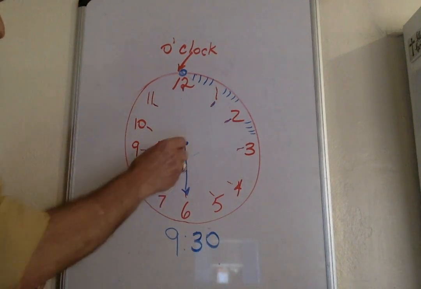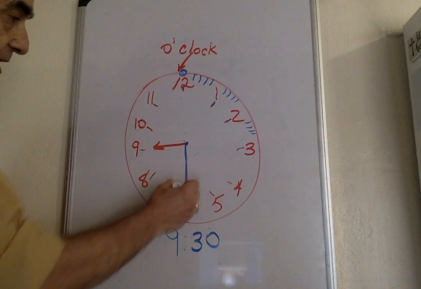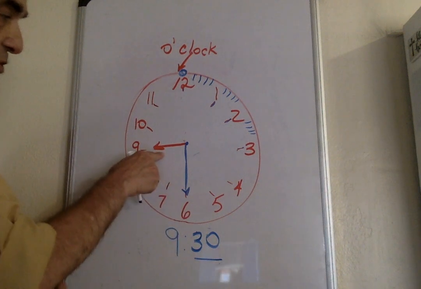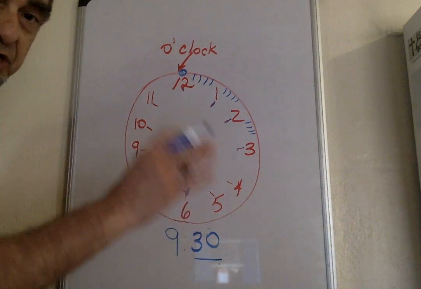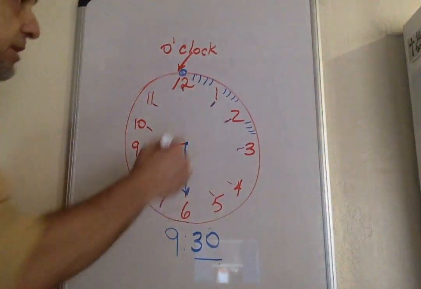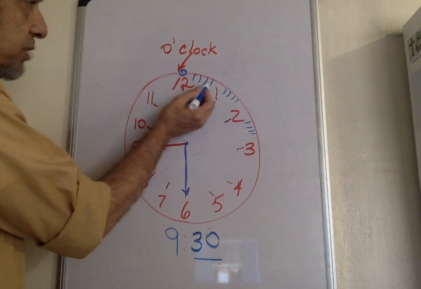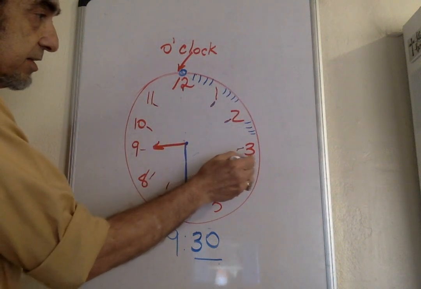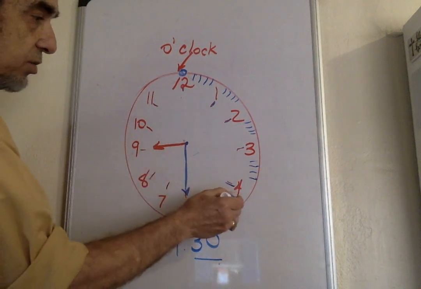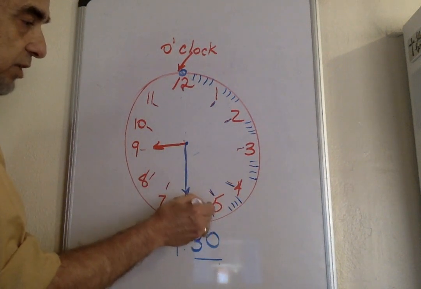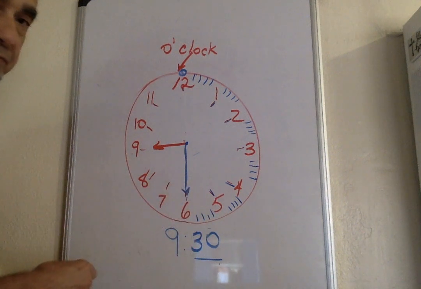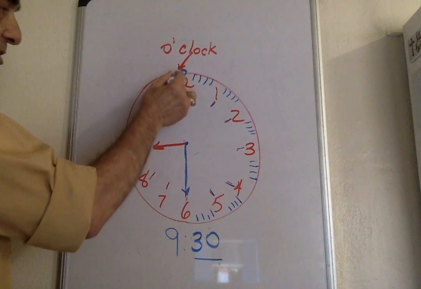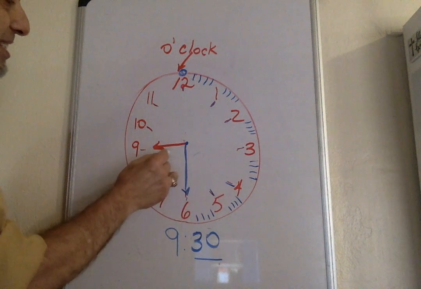Any time that the big hand is here, this is going to be 30. Makes no difference where the small hand's at. If the big hand's on 6, it's always going to be something 30. Because again, let's count. 1, 2, 3, 4, 5, 6, 7, 8, 9, 10, 11, 12, 13, 14, 15, 16, 17, 18, 19, 20, 21, 22, 23, 24, 25, 26, 27, 28, 29, 30. Okay? And if we were to go all the way, it would reach 60, and then it goes back to 0. So the time, girls and boys, is 9:30.